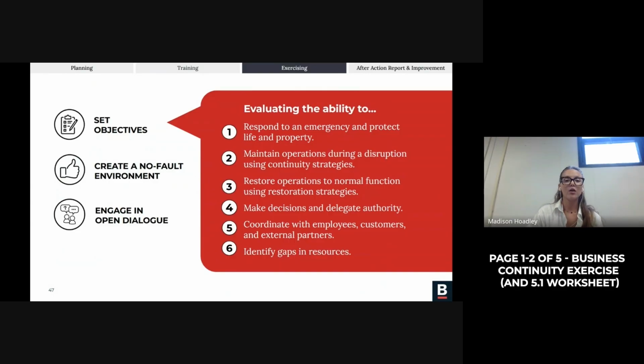So again, if you are doing this with anyone else, you want to engage in open dialogue. We have so much to learn from each other. So really leaning on your business owner, friends, or family can be really helpful during an exercise like this one.